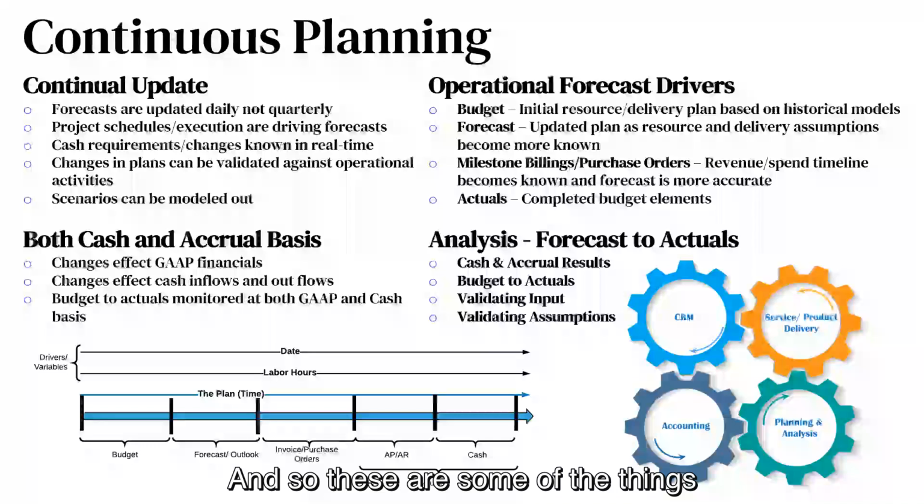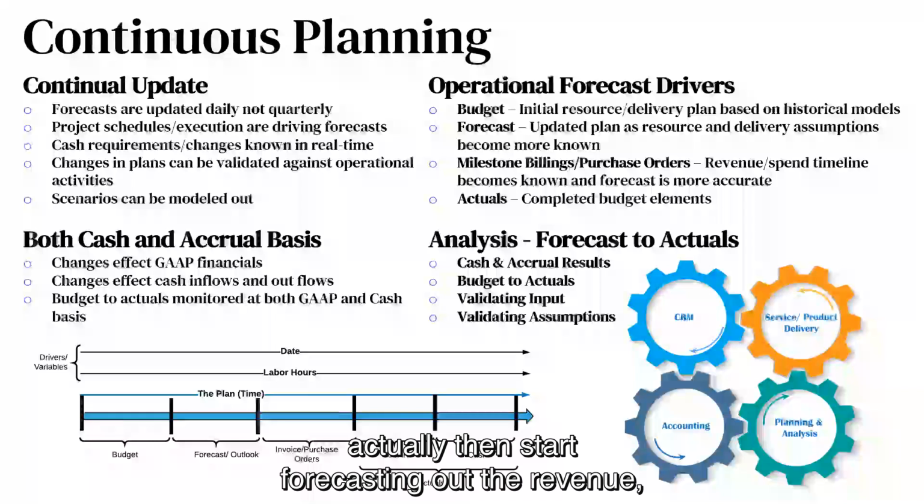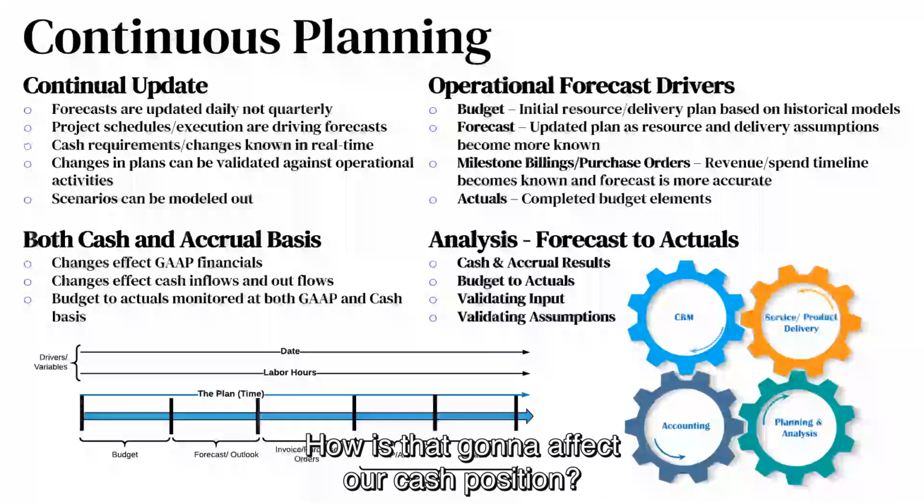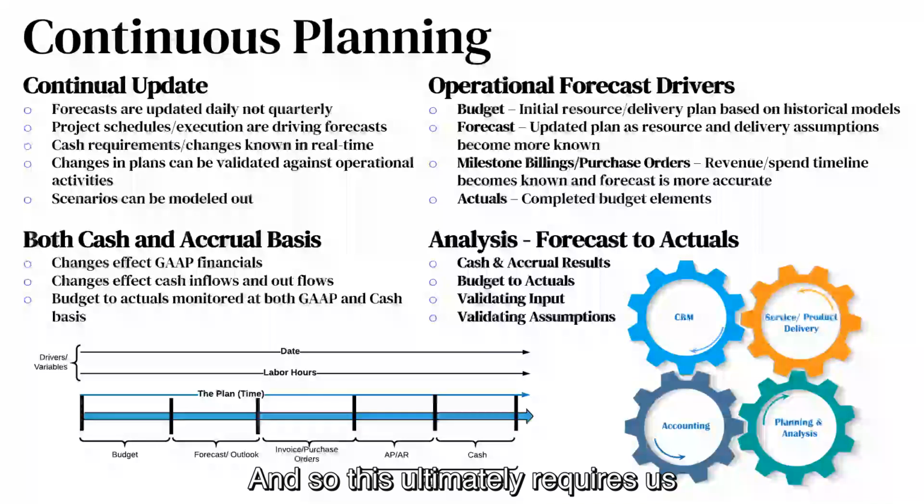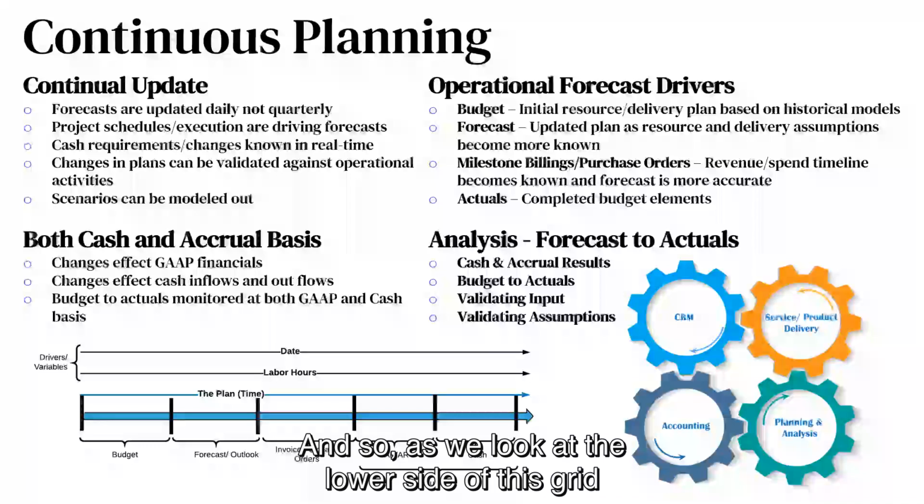These are some of the things that continuous planning is doing, but it's looking at this not just one time, but on an ongoing basis as things change, as new deals are closed. When a new deal closes, we can start forecasting out the revenue and forecasting out the cost. How is that going to affect our cash position? This ultimately requires us to look at those variables, such as the date that's driving it and the labor hours.